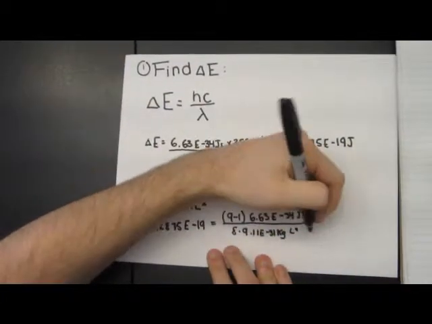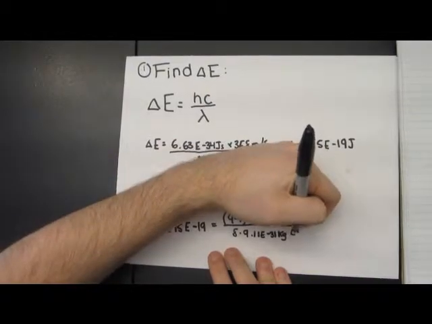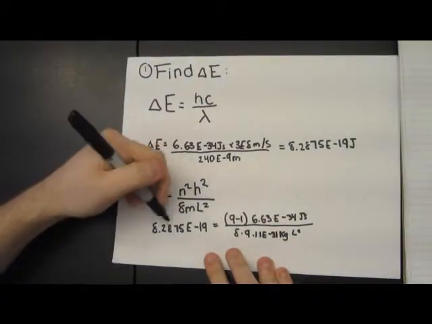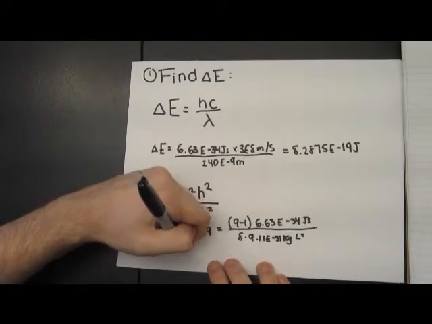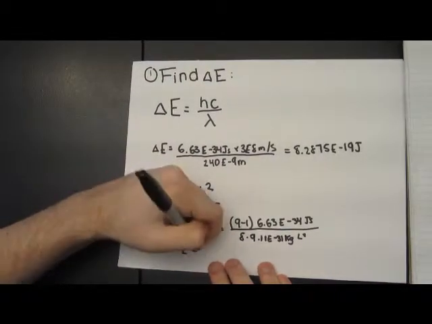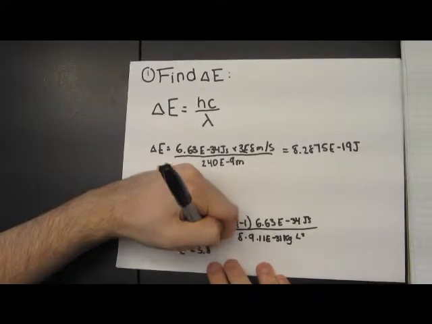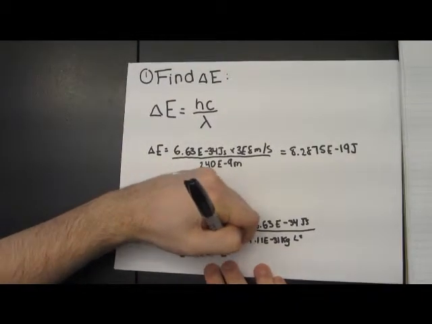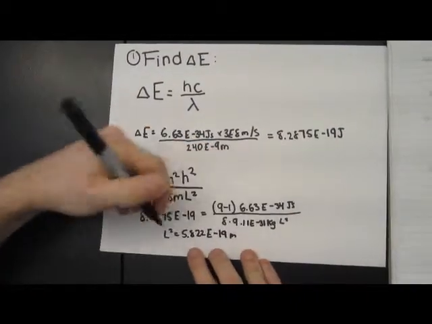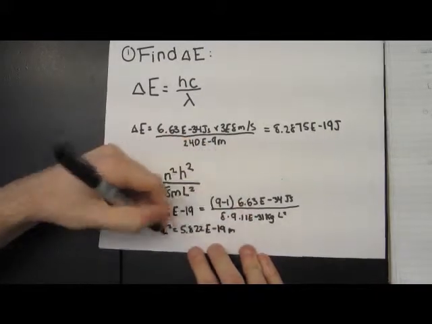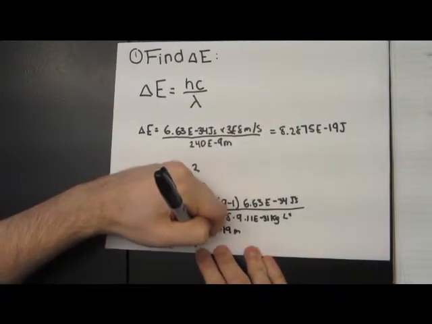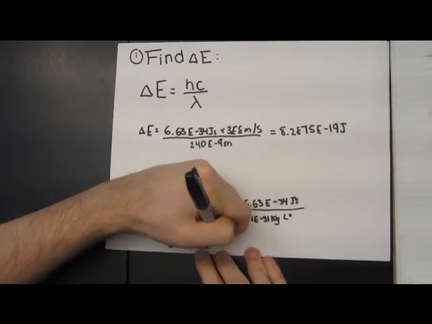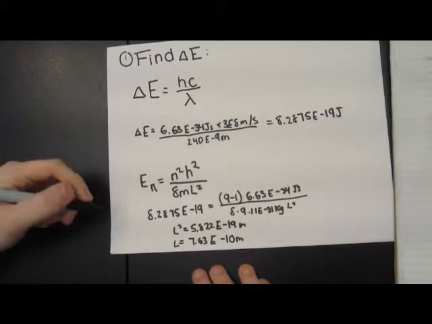So by multiplying both sides by L squared and then dividing both sides by 8.2875 × 10^-19, we end up with L squared is equal to 5.822 × 10^-19 meters, and by taking the square root of this side, L is equal to 7.63 × 10^-10 meters. And this is our answer.